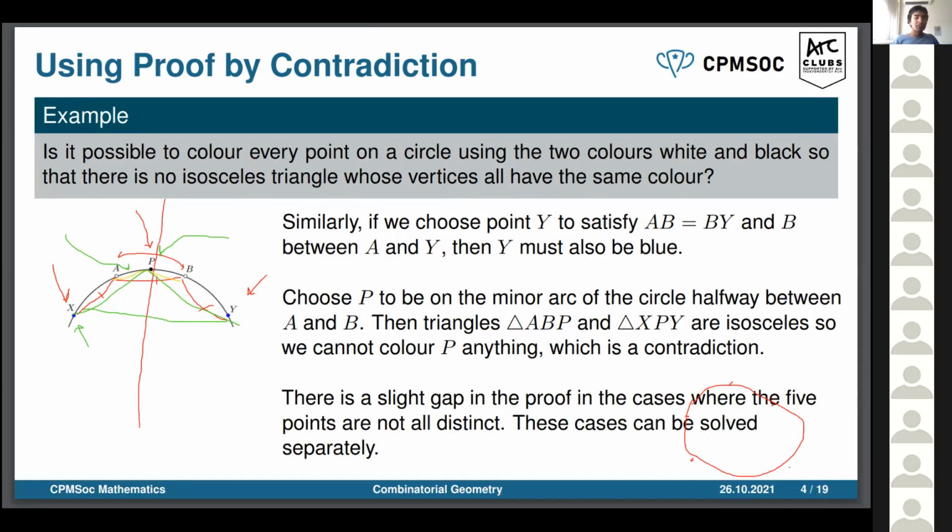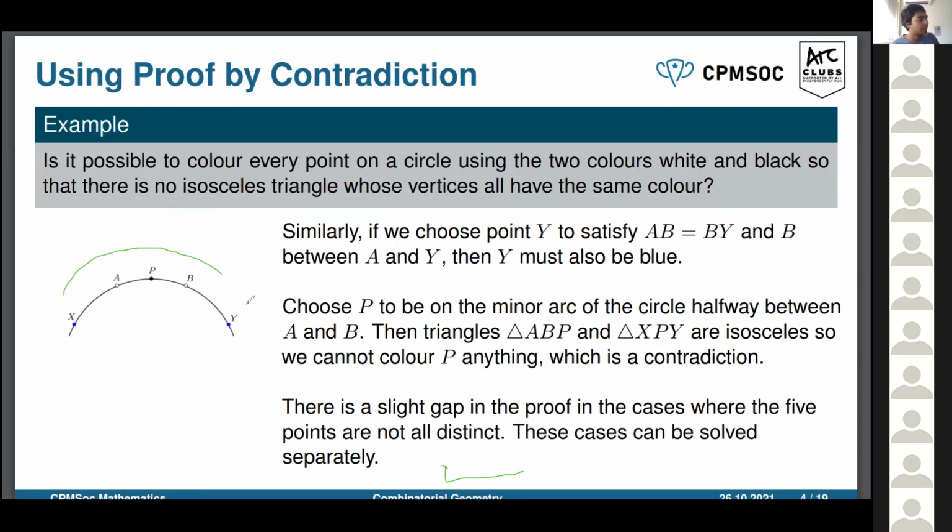Oh, okay, so you might think this completes the problem and proves it by contradiction. However, there's a slight catch: these five points may not all be distinct. An example would be if it's possible for X and Y to be the same point. We can show that example using an equilateral triangle.